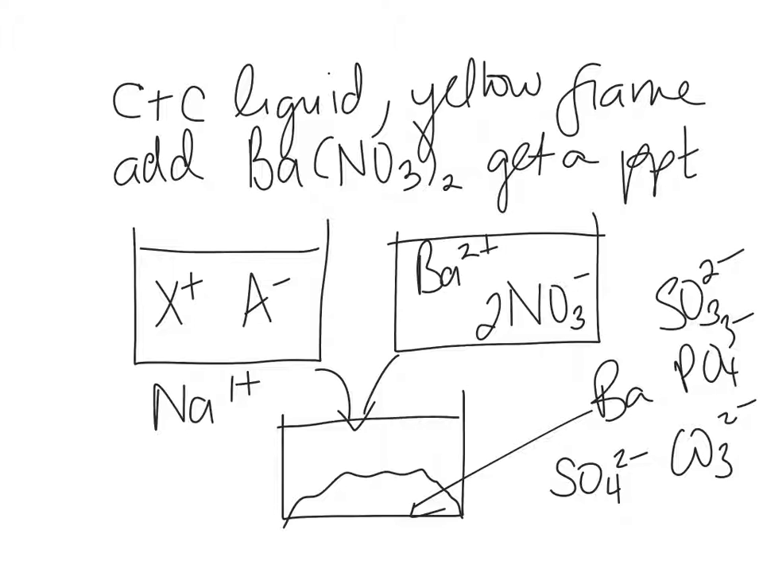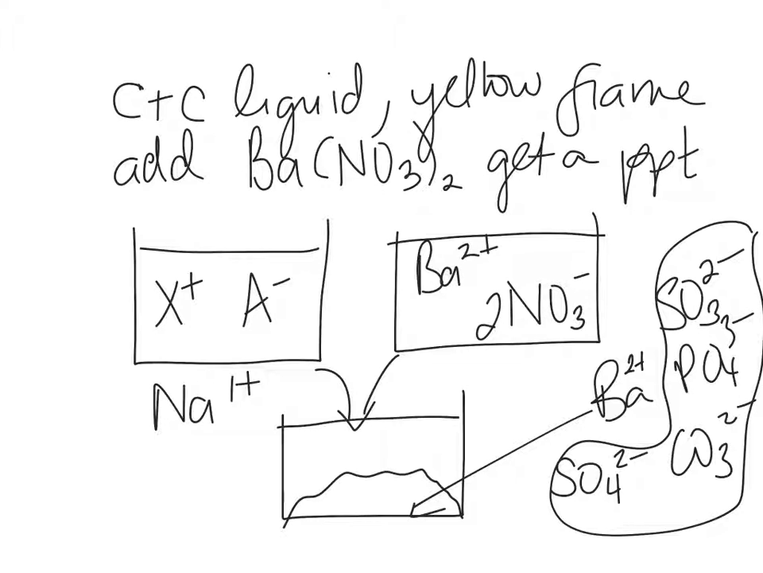Any one of those you give me is correct. So my precipitate will be one of these with barium. That makes sodium and nitrate the spectator ions.